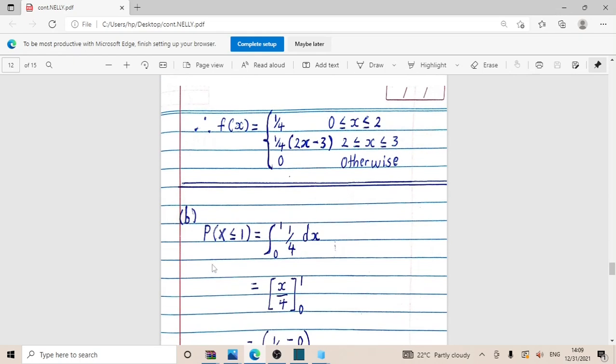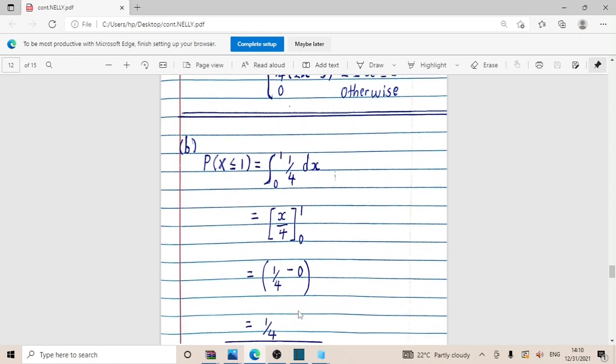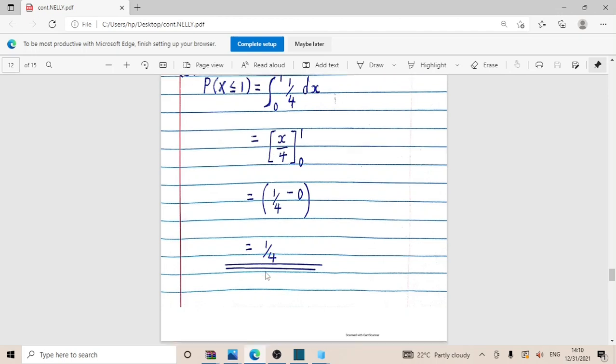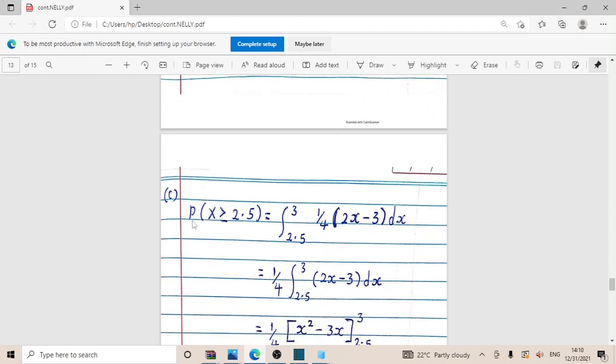So the probability, taking lower limit as 0 and upper limit as 1, will be the integral of 1 out of 4 dx, which I'll substitute in. Remember, this is a constant. I already told you that with a constant, it automatically gets the x. So it will be 1 out of 4 times x, which is x out of 4. I square bracket this, start with my upper limit and subtract the lower limit. So it will be 1 out of 4 minus the lower limit, which is 0, hence giving me 1 out of 4.